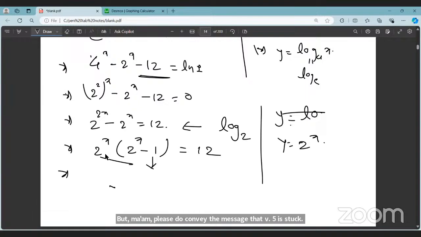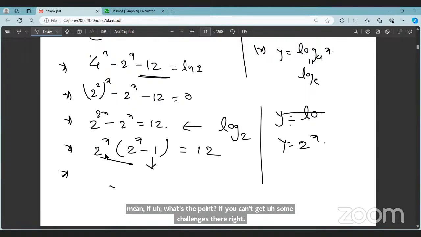No, it's not tough actually. We just haven't done it. For us it is. Think beyond. What's the point if you can't get some challenges there? Only then can you learn, if you find something tough. Otherwise, there is no point.